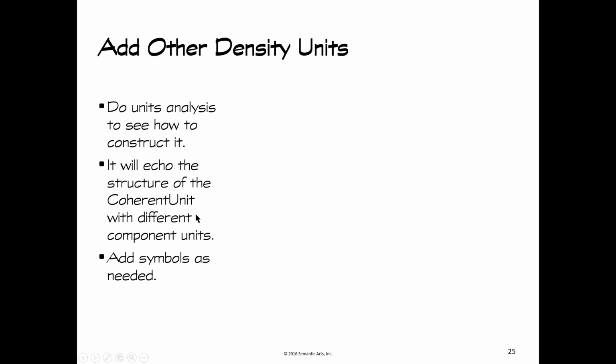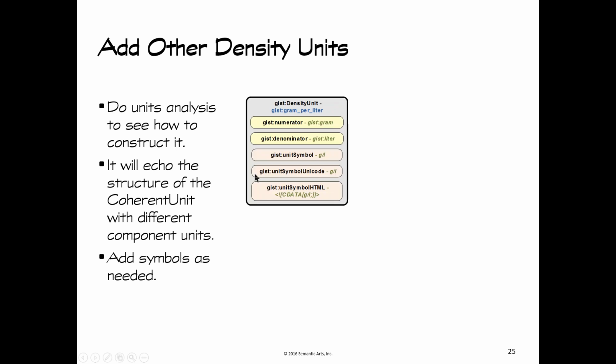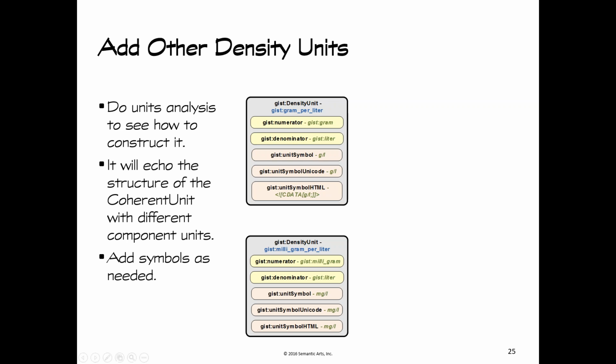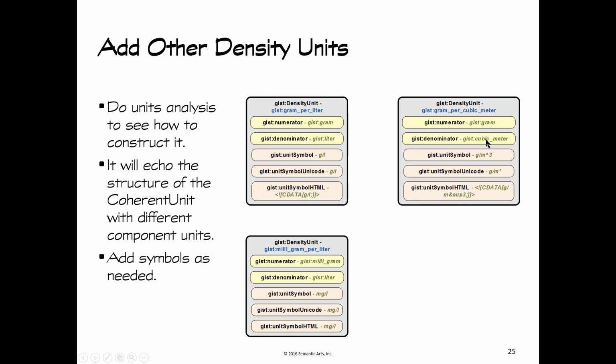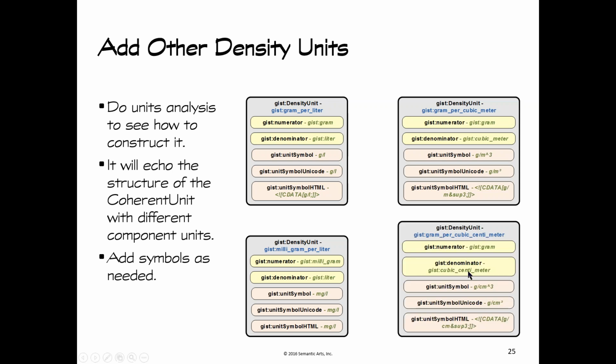So, for example, that's how this would work. You do a little bit of units analysis, and then you see how you construct it. So we have numerator is gram, denominator is liter, and then you have the symbols there. And then make sure you have each of these other units defined somewhere. You have to now define what a liter is in terms of the standard unit, which is cubic meter, okay? So milligram per liter, gram per cubic meter, and gram per centimeter.